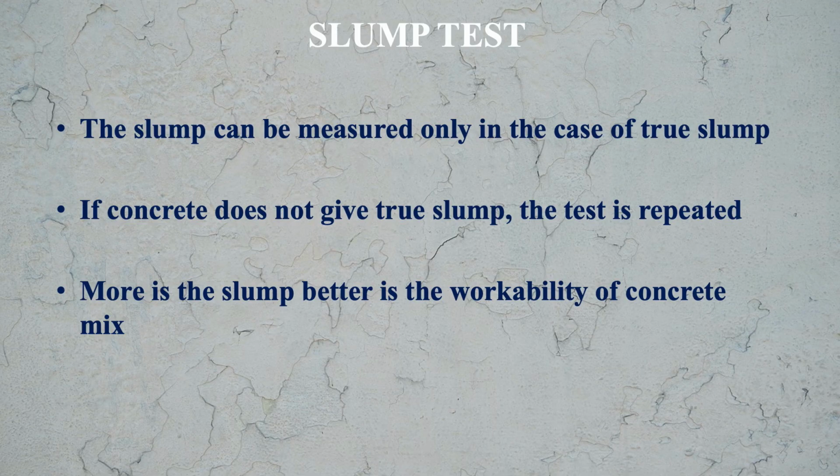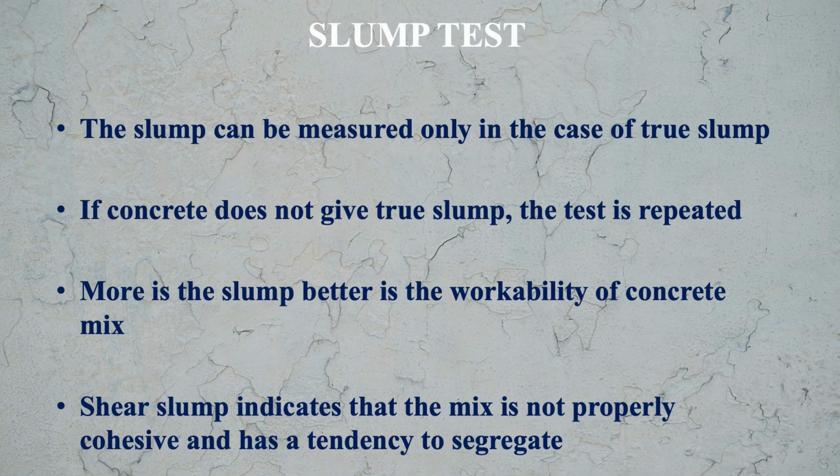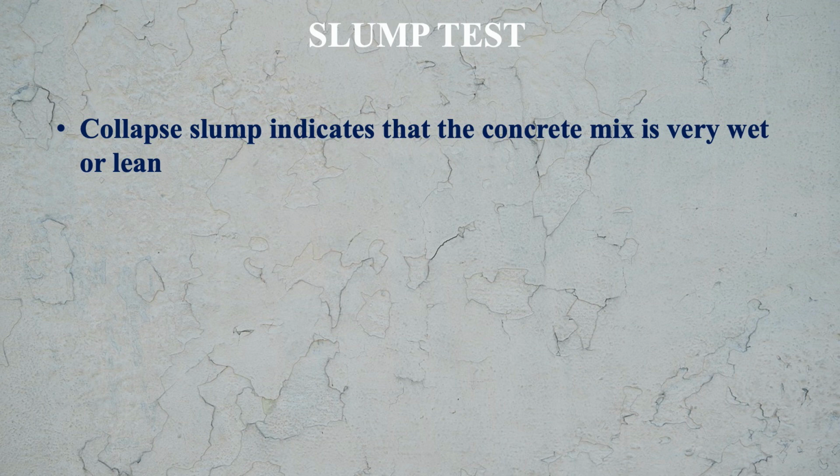Now, the more the slump, the better the workability of the concrete mix. So this is a relative measure: more slump means more subsidence, which means more workability. Shear slump indicates that the mix is not properly cohesive and has a tendency to segregate. Because of this, the shear occurs. Collapse slump indicates that the concrete mix is very wet or lean, so the collapse occurs and it is not workable.